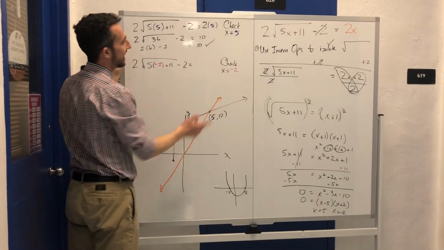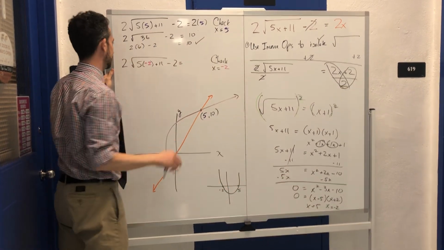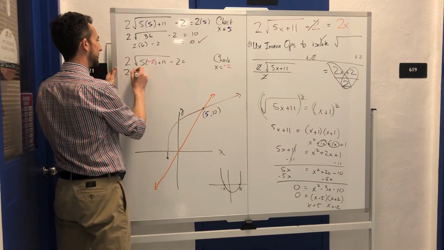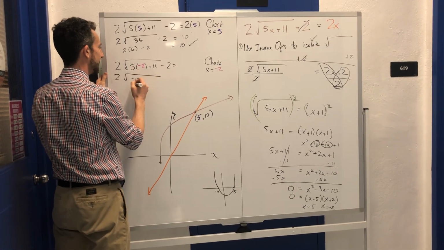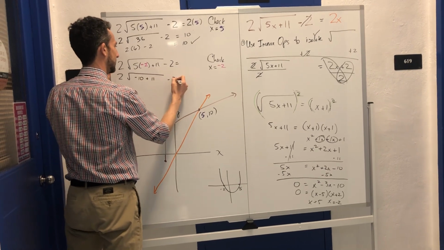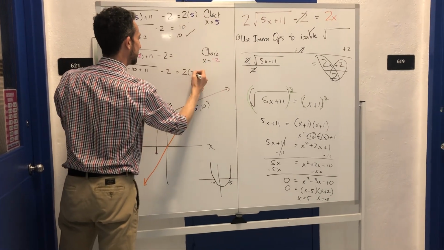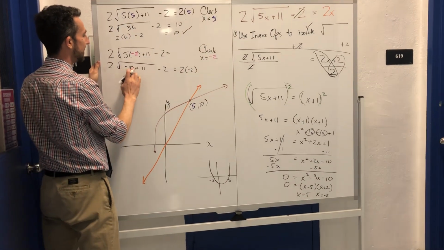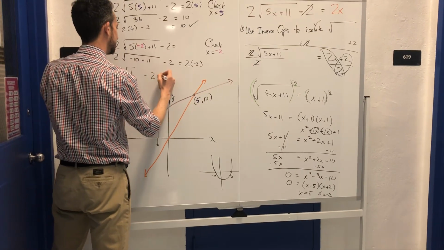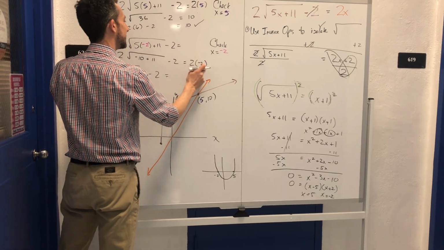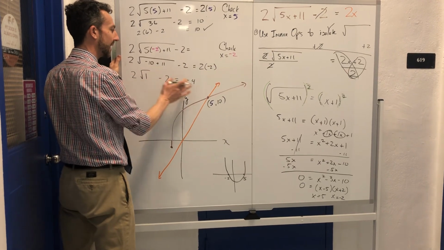But now we do need to plug in x equal negative 2, because we did get it as a possible solution. So here we go, 2 times the square root of 5 times negative 2, which is negative 10, plus 11. This over here is 2 times negative 2. Negative 10 plus 11 is 1. So you have 2 times the square root of 1 minus 2 equals 2 times negative 2, which is negative 4. So the question is, does this equal negative 4?